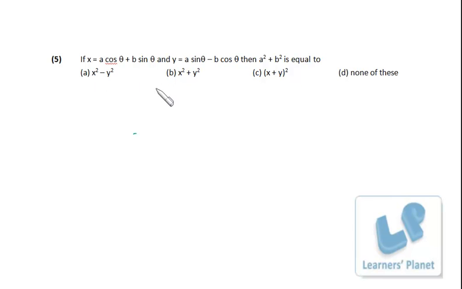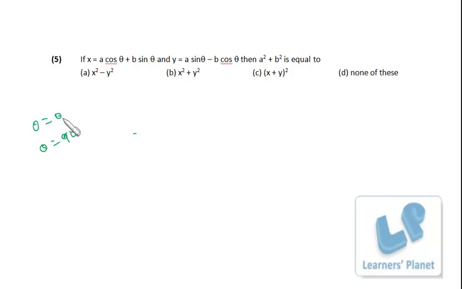If x is equal to a cos theta plus b sin theta and y is equal to a sin theta minus b cos theta, then a square plus b square is equal to... Now to solve this sort of problems, once again you should assume comfortable values of theta. Do not make lengthy equations because that will be unnecessarily time consuming, and you know time is the biggest limitation in competitive exams, right? So just take any value of theta. You can assume theta to be 0 or 90 degrees.